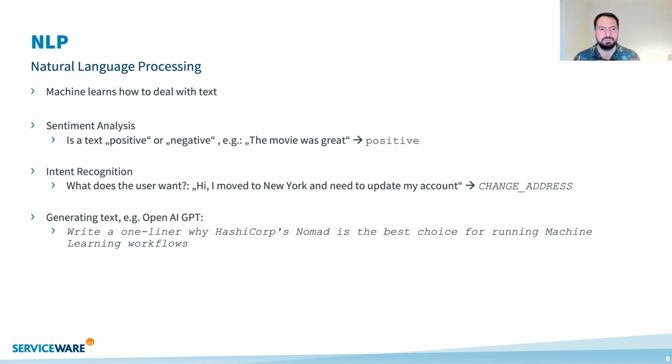Another, I think very popular topic right now, is generating text, where you can use OpenAI's GPT, for example, where you say, hey, write me a one-liner why HashiCorp's Nomad is the best choice for running machine learning workflows. And the model would go there and generate a certain text for you.